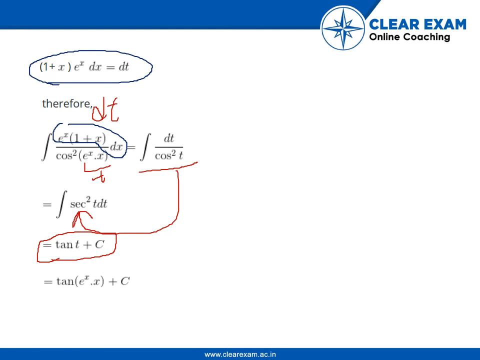But before signing off with the final answer, we need to remember that this answer is in the variable t, but the variable that we were given in the question is x. So we have to back substitute, replacing t by x. Our t was e raised to the power x times x. So we get our final integration as tan of (e raised to the power x times x) plus c, where c is an arbitrary constant.